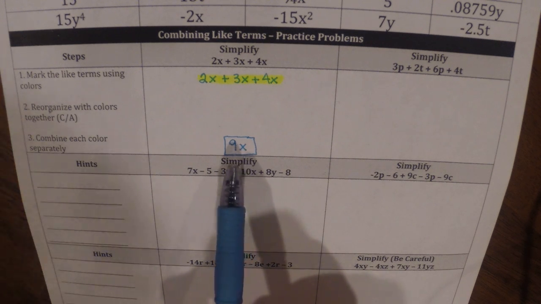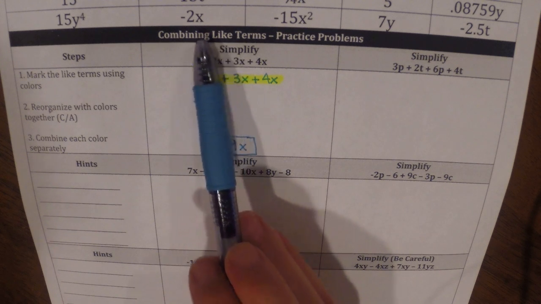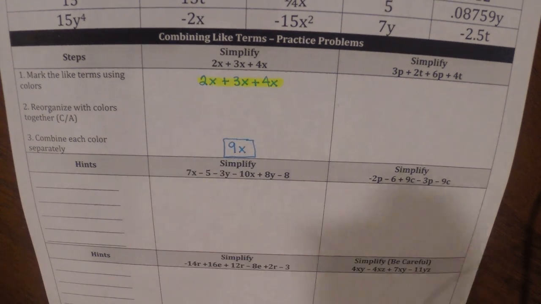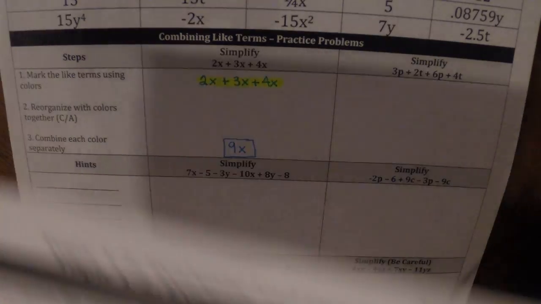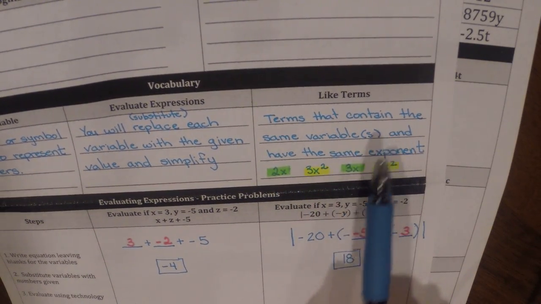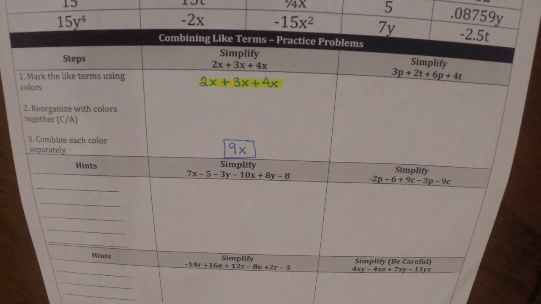We are not evaluating. So when it says simplify, that means just to combine like terms. And we defined like terms on the front. If you need to, you could go back to it. It's terms that contain the same variable and the same exponent. So be super careful about that.